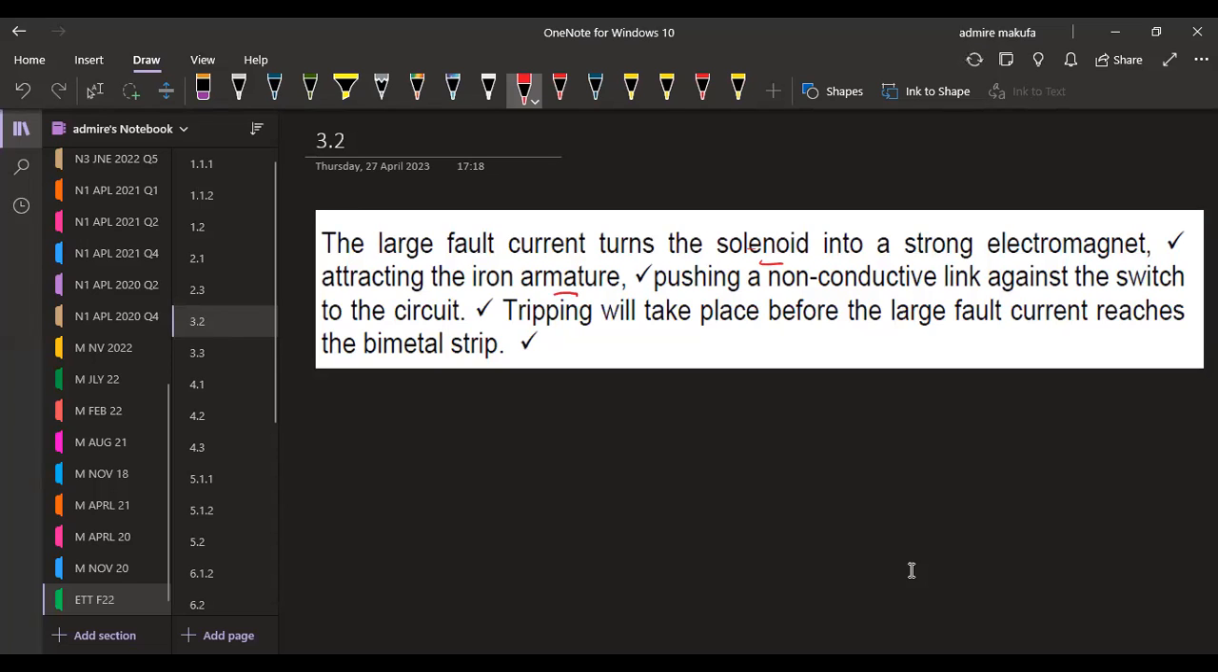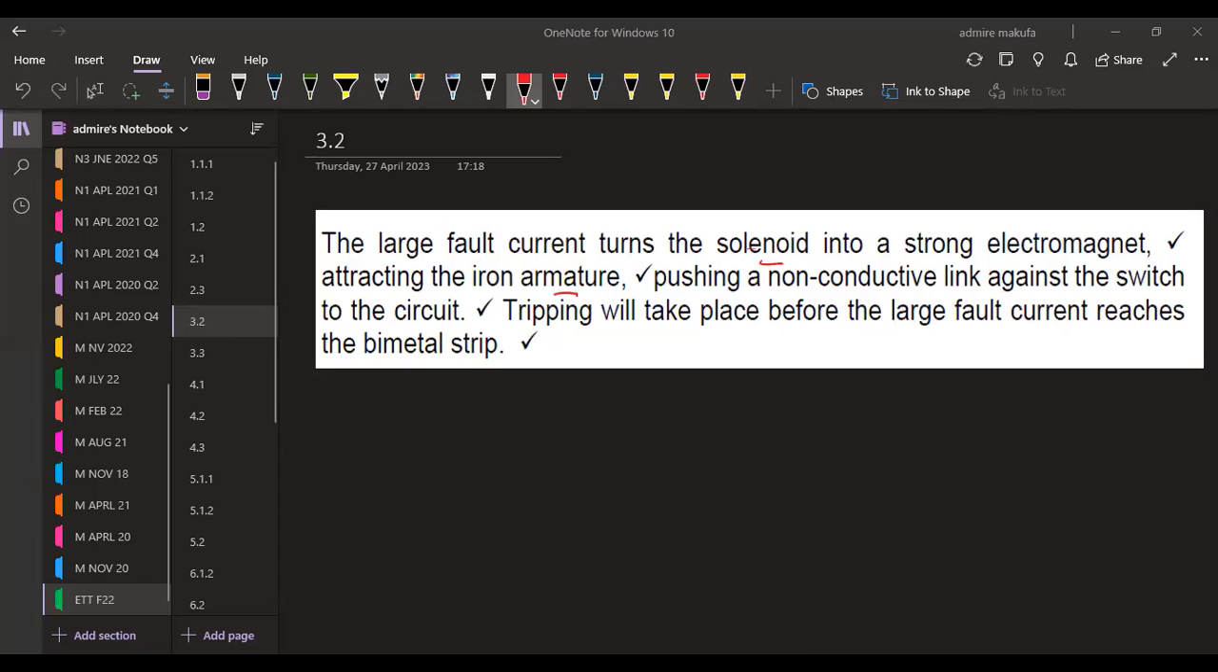That is tripping while placed before the large fault current reaches the metal strip. So that is the condition that we have on the operation of a thermal magnetic type circuit breaker.